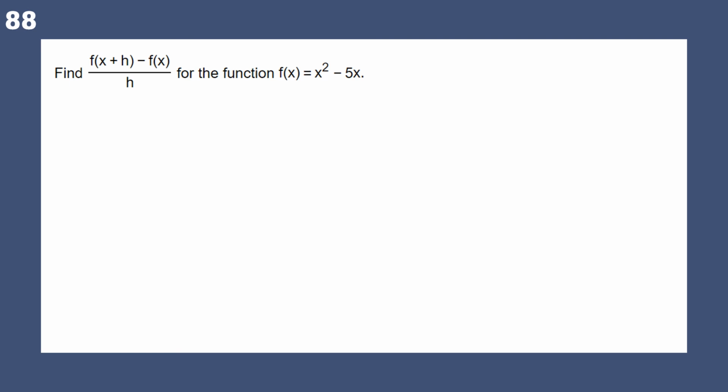Find this very bizarre thing for this function. According to this, we need three things. First, we need an f of x plus h, so I'm going to start there. We have an f of x, and I need an f of x plus h. That means we're going to replace the x with an x plus h in our function, and I have to do that everywhere I see an x.